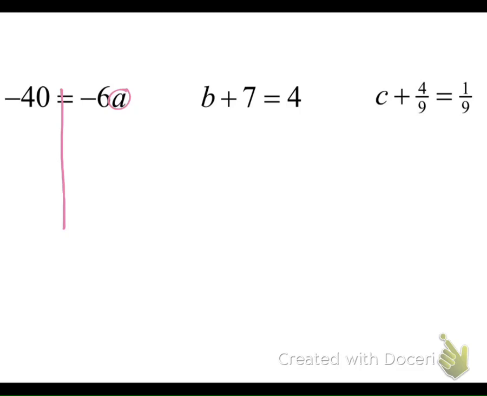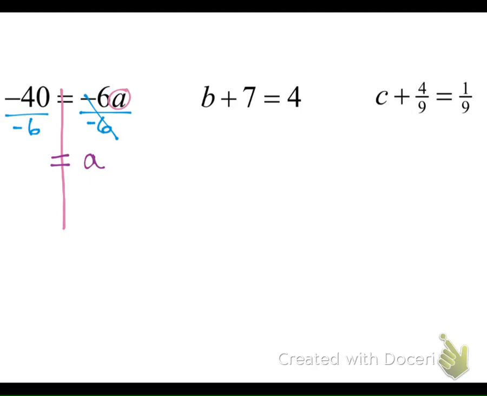How do I get rid of that negative 6, Darius? Take a look at that again. What's that 6 touching? A. So anytime a number is touching a variable, what does that mean to do? It means to multiply, and the opposite of multiply is divide. So we're going to divide each side by negative 6. I'm going to bring down my variable a and my equal sign on my line of equality.